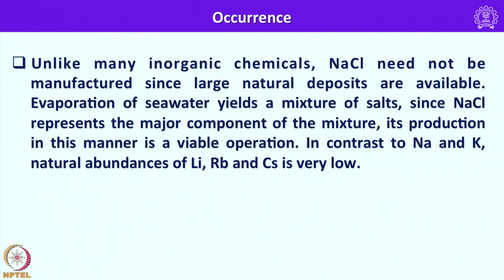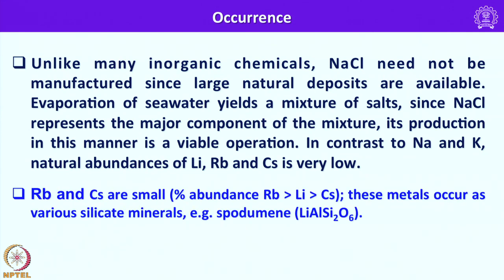So, in contrast to sodium and potassium, natural abundance of lithium, rubidium, cesium is very low. Okay. And rubidium and cesium are in very small or in trace quantities, and these metals occur as various silicate minerals, for example, spodumene, LiAlSi2O6, I have written there. So, from some of these minerals, the corresponding alkali metals are extracted.